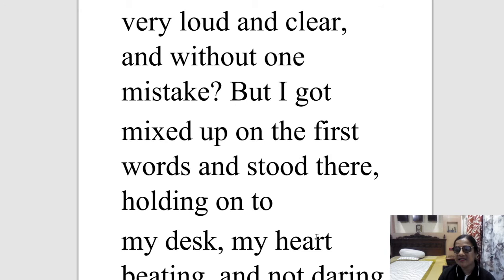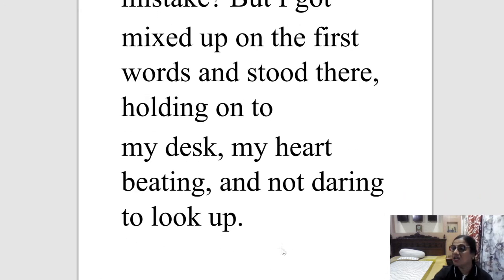So Franz's turn came to recite the homework which was given, but he thought he would have given everything to know the lesson and recite it, that is, read or speak aloud. But what happened? He was fumbling. He could not speak. He stood there holding on to his desk, his heart beating and not daring to look up.